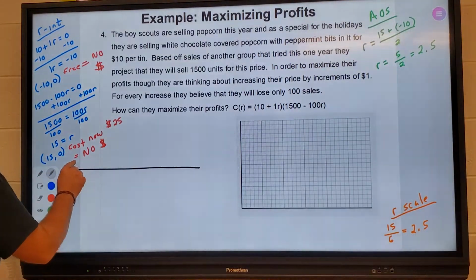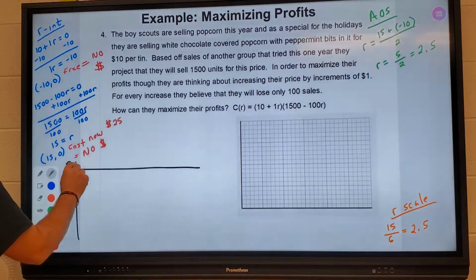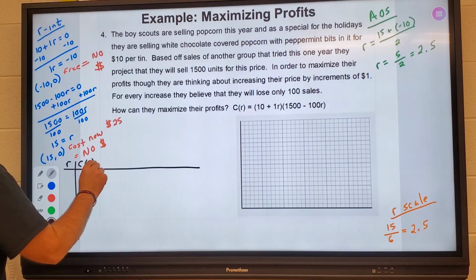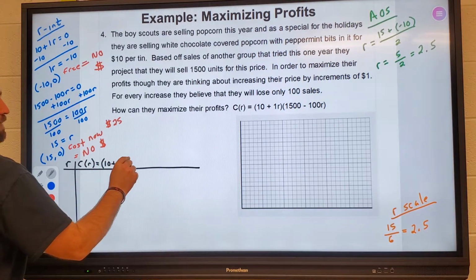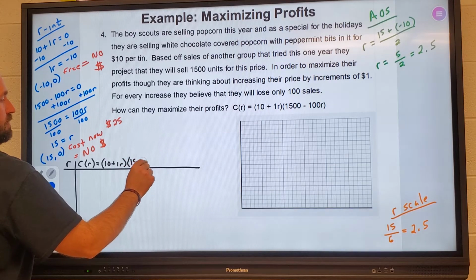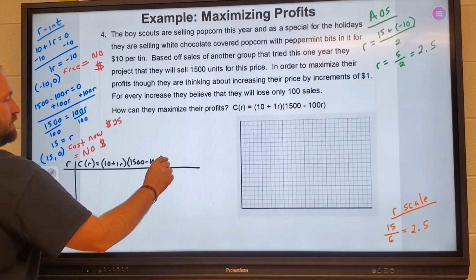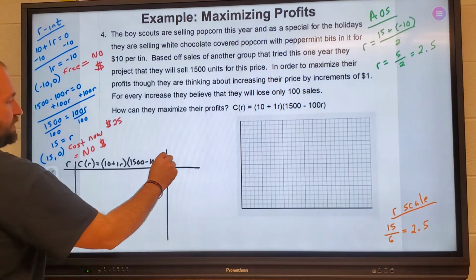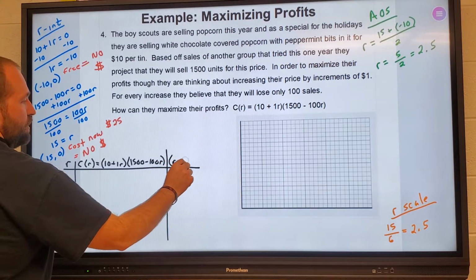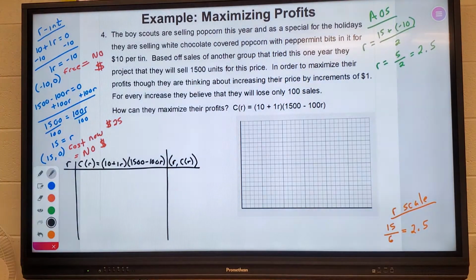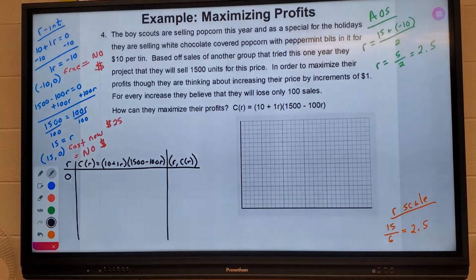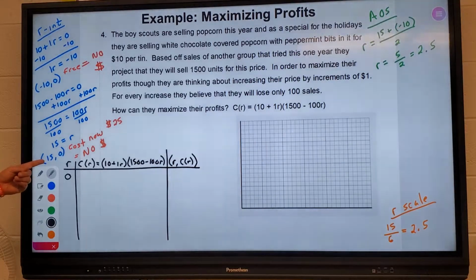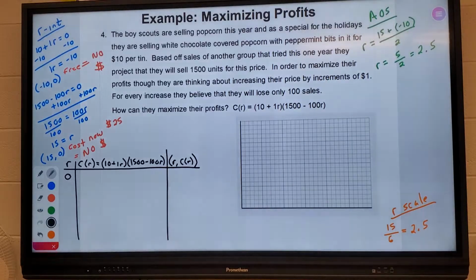Okay, so in my table, I have my R values that I'm plugging in. This is my C of R. This is again my 10 plus the 1R times the 1500 minus the 100R. And then this is my R, comma, C of R. My input, comma, my output. Okay, and again, here now I'm going to start with 0 like always. Okay, and I need to find out how far I need to go. But again, my value here is 15, comma, 0. That's my intercept. And that's my scale.